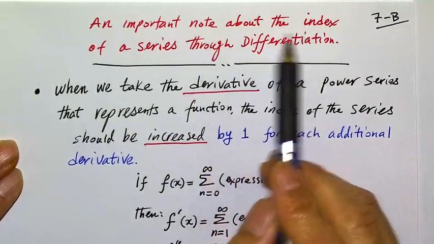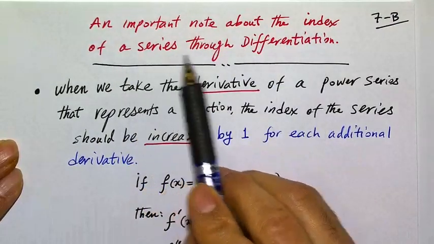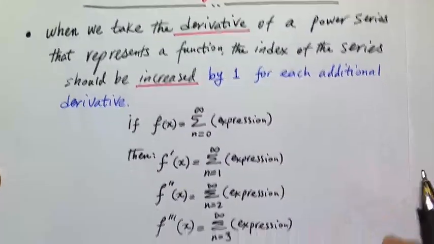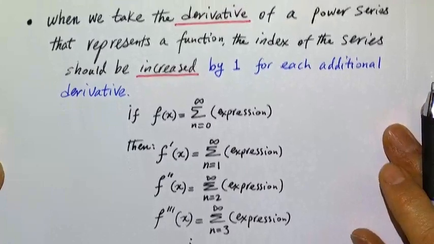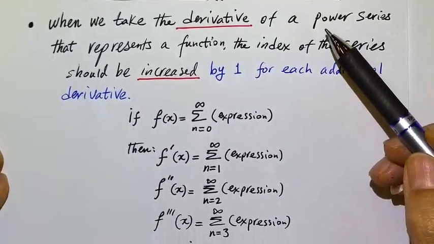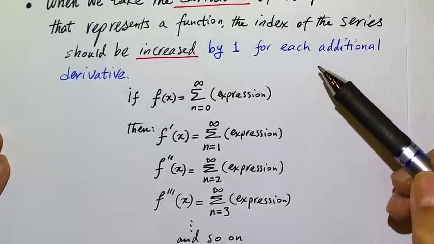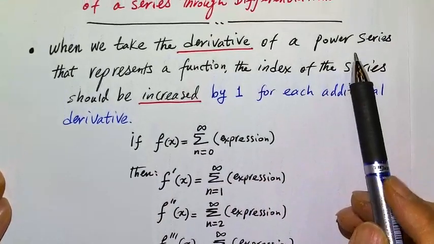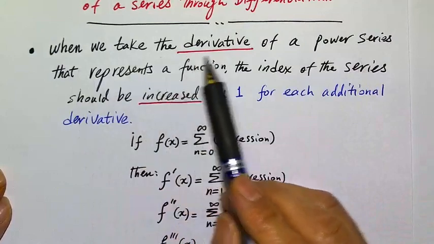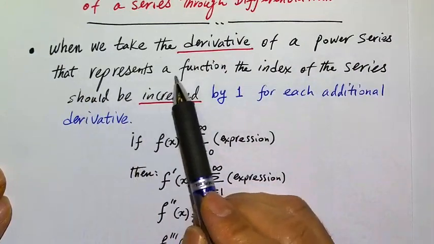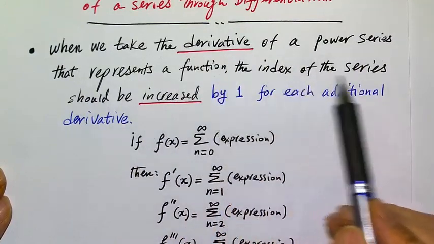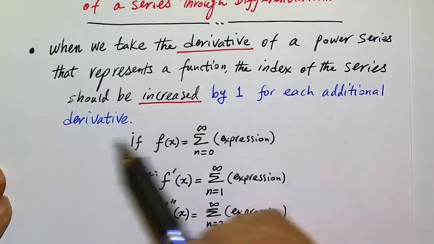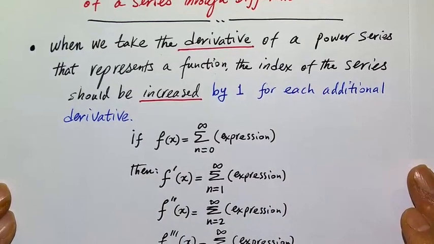This is a note about the index of a series through differentiation. And of course I have additional notes here at the bottom too. But what we ought to know, and this you have to remember, is that when we take the derivative of a power series that represents a function, the index of the series should be increased by 1 for each additional derivative.